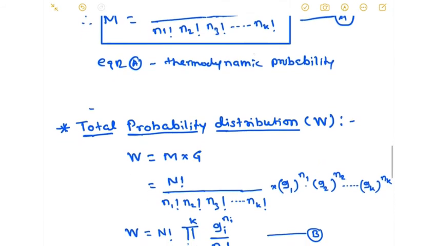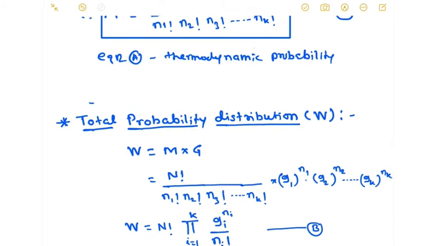Now we simplify that relation. Here N factorial we keep as it is. Here g1 raised to n1, g2 raised to n2, g3 raised to n3 up to gk raised to nk. These are the product terms. Hence instead of g1, g2, g3, we write the product for i equal to 1 to k of gi raised to ni. If we substitute i, we get g1 raised to n1 into g2 raised to n2 into g3 raised to n3 up to gk raised to nk.